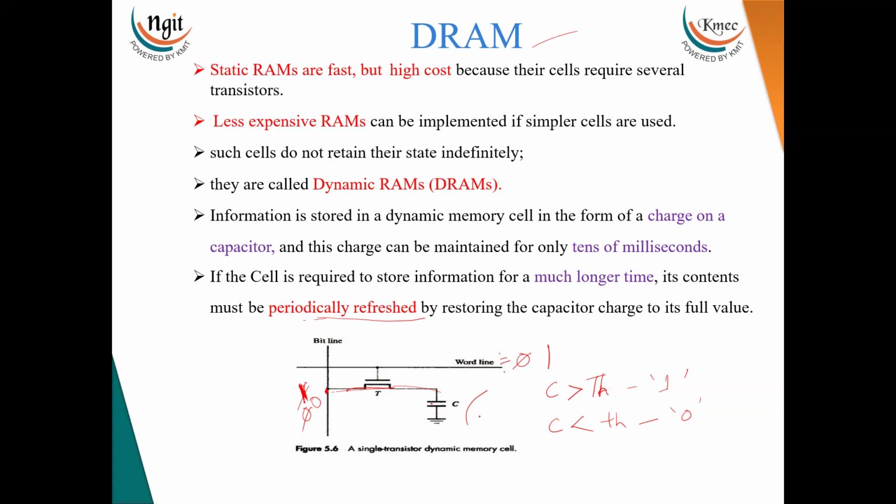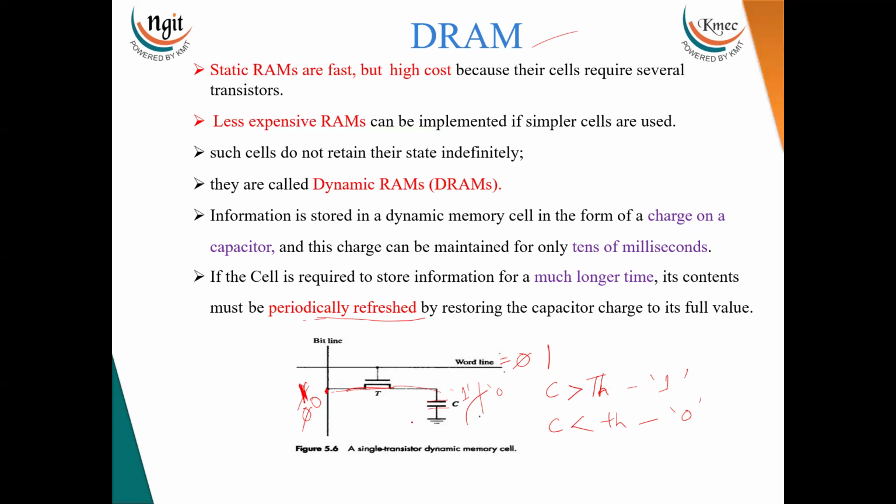Now, already we have discussed that because of the capacitor's internal resistance, the capacitor will try to discharge. If the charge across the capacitor reduces below the threshold point, that information 1 becomes a 0. That should not happen. So we need to charge the capacitor periodically. That is called refreshing. For a time interval, we need to refresh the capacitor. That can be done by the dummy read operation.